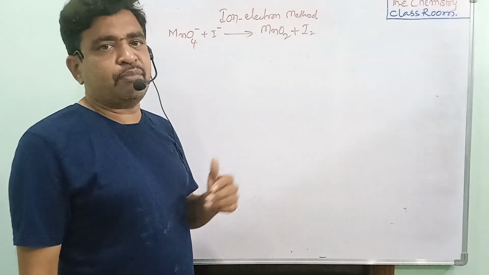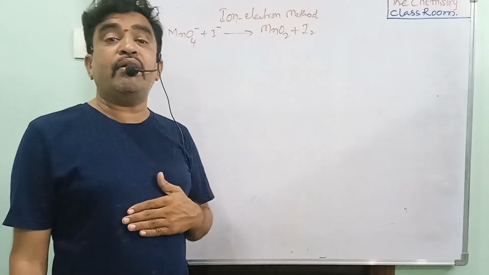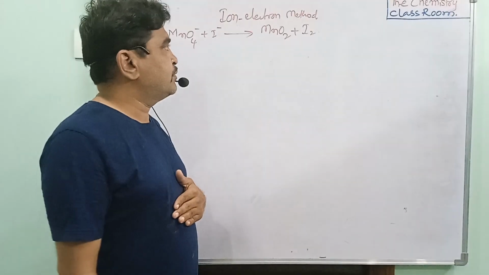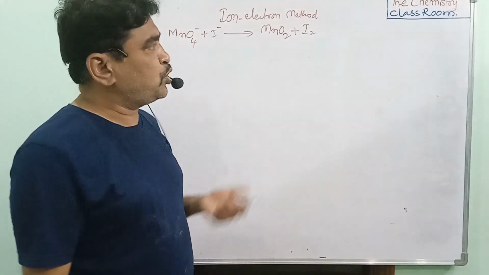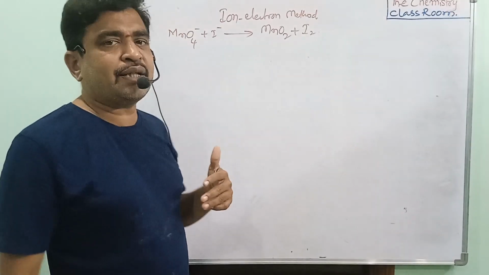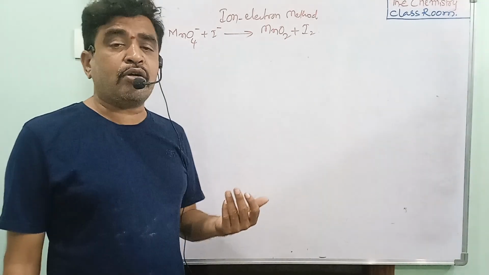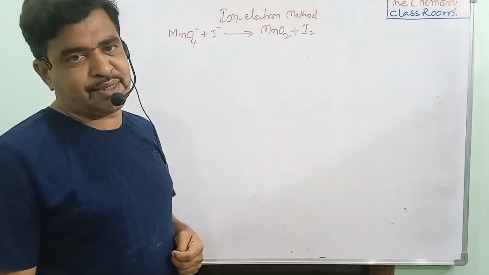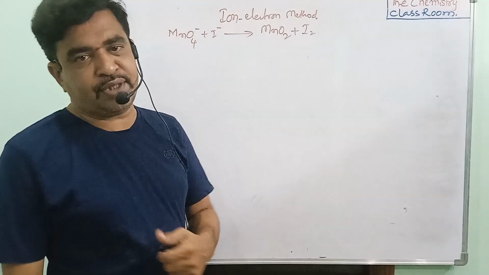And here I am going to start the topic. The method is called the ion-electron method. The method is also called the half-reaction method. So why is it the half-reaction method? Generally, what we are balancing is a redox reaction. That means it is a combination of two reactions. The one is oxidation, the second is reduction.